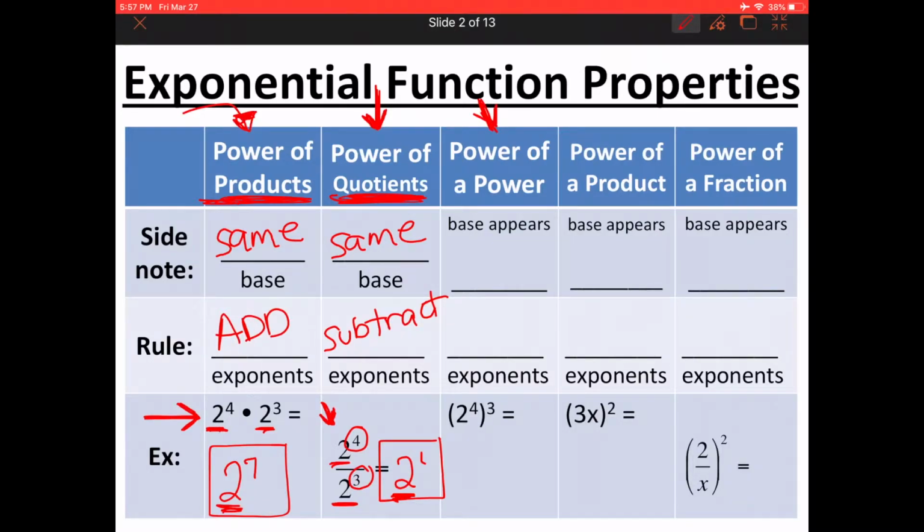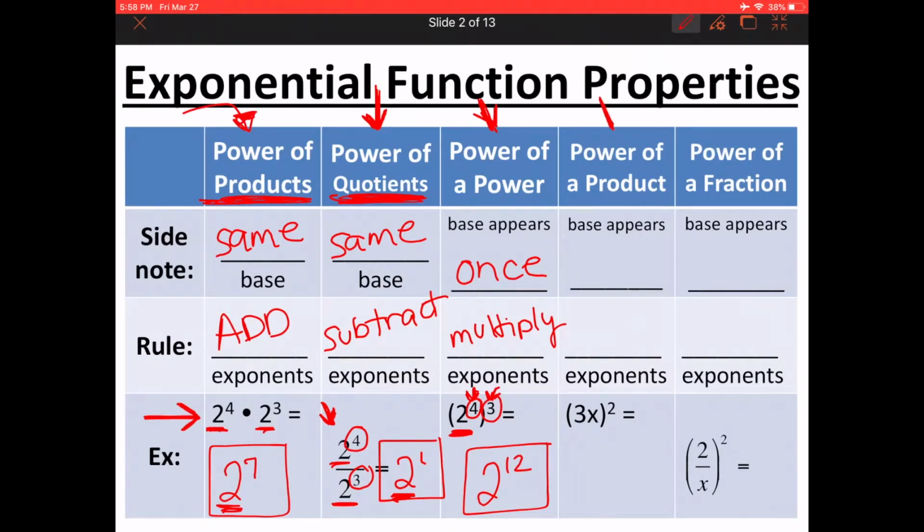Now let's look at my third column here, power of a power. So this means that we're raising one exponent to another exponent. So notice I have this 4 as my first exponent, and I have another exponent outside. So that's why it's called a power of a power. But unlike my first two examples, notice that here my base of 2 only appears once. Okay? So when my base only appears once, then we multiply the exponents. So here I would multiply 4 times 3, and my final answer would be 2 to the power of 12.